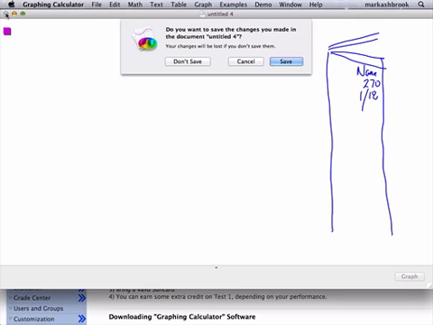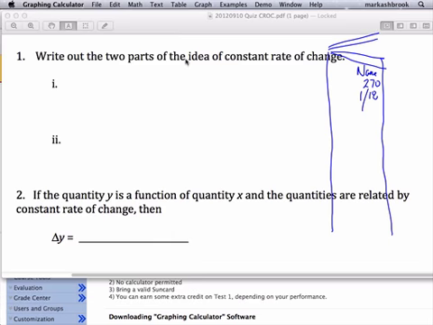Okay, so then right here, find some open space right here and answer this little quiz from your reading.